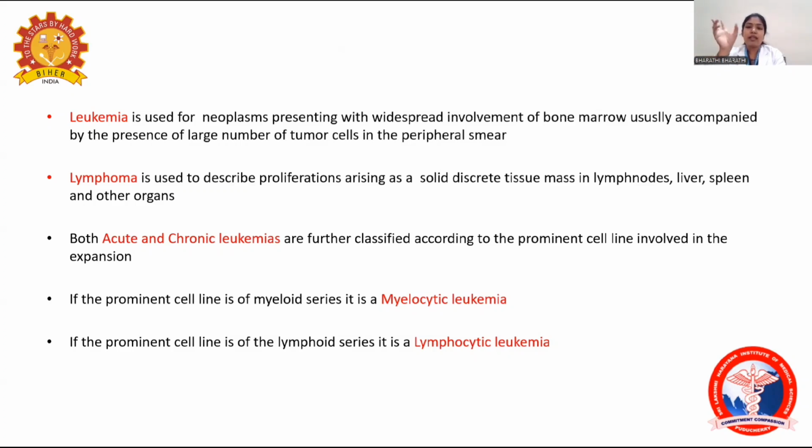So the leukemias, if it is myeloid series, are called myelocytic leukemia. If it is from the lymphoid series, you call it lymphocytic leukemia. Depending upon the onset or the age of the patient when the leukemia is seen, you can classify it as acute and chronic. Clear? All of you are clear with this? You should be able to differentiate what is leukemia, what is lymphoma. Leukemia, if the tumor cells are seen in the peripheral blood, it is called leukemia. Lymphoma, if the tumor cells are seen in solid organs like lymph nodes, liver, spleen, and other organs, it is called lymphoma. Clear?